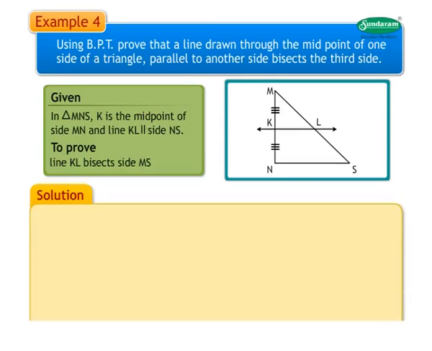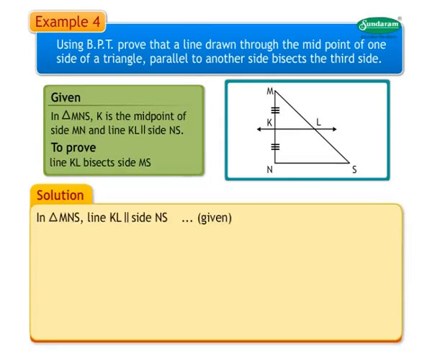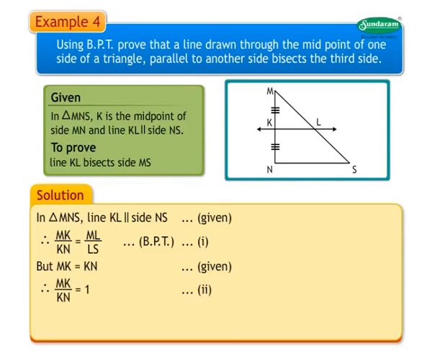Solution. It is given that in triangle MNS, line KL is parallel to side NS. Therefore, by basic proportionality theorem, MK upon KN is equal to ML upon LS. Let us mark this statement as 1. But it is given that MK is equal to KN. Therefore, MK upon KN is equal to 1. Let us mark this statement as 2.